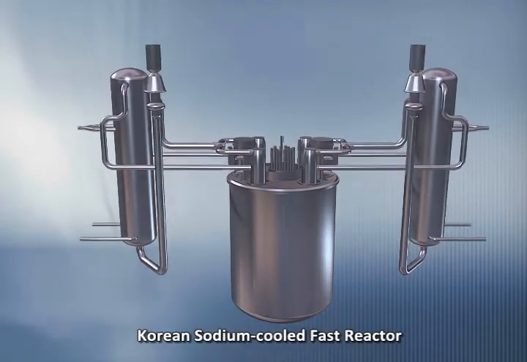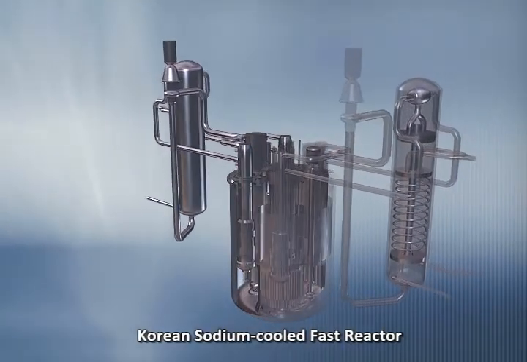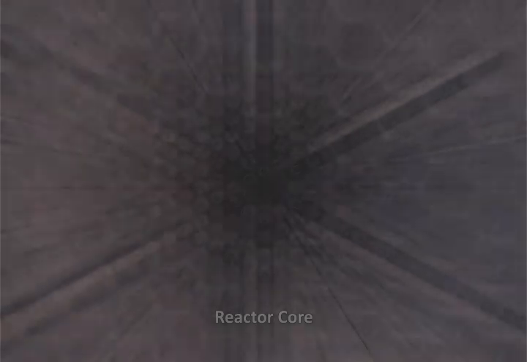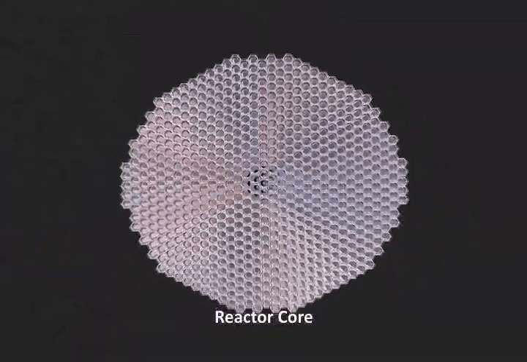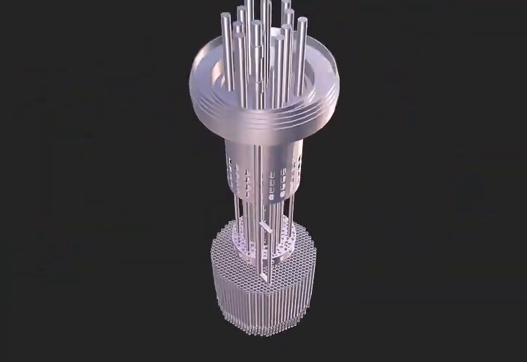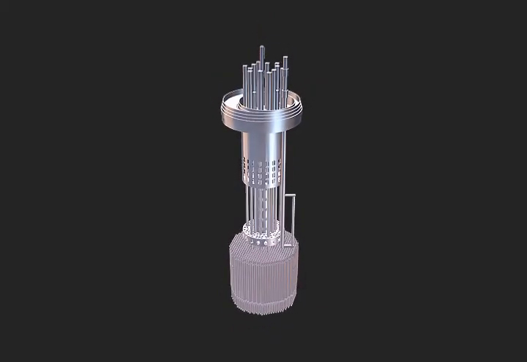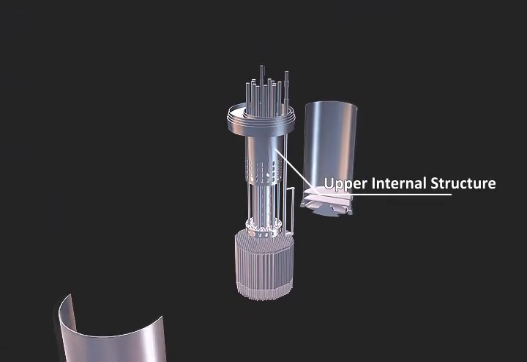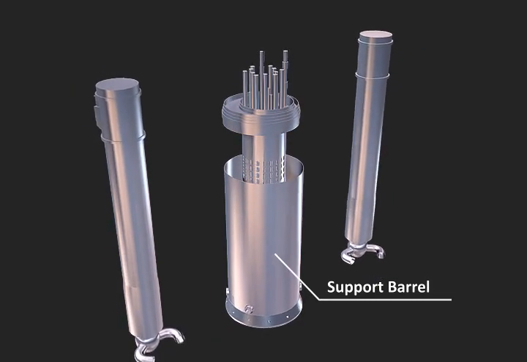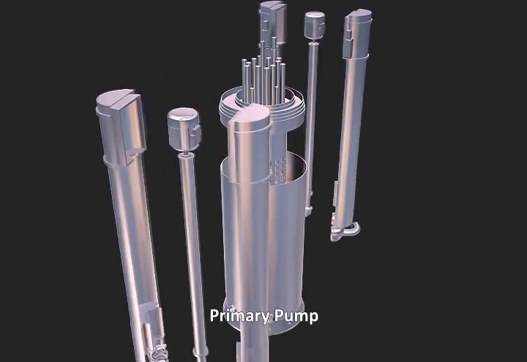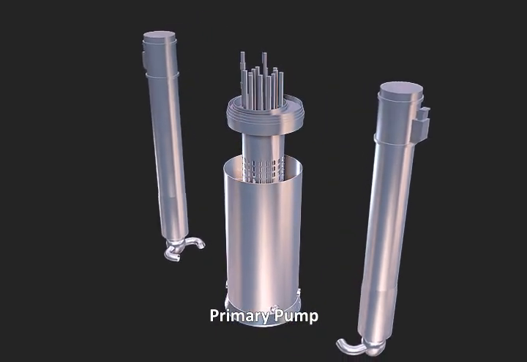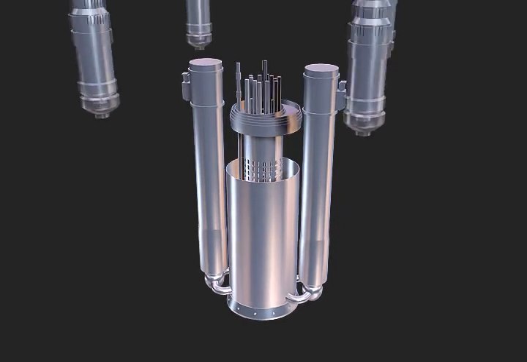Now let us introduce you the Korean sodium-cooled fast reactor system. The reactor core producing fission power consists of several fuel assemblies. The upper internal structure, called UIS, provides the primary coolant flow path and supports control rods as well as instrumentation cables. The cylindrical support structure protects the reactor core and provides significant functions to prevent the reactor vessel from direct contact of hot sodium. Two centrifugal sodium pumps are located around the reactor core. These pumps circulate the primary sodium coolant effectively.